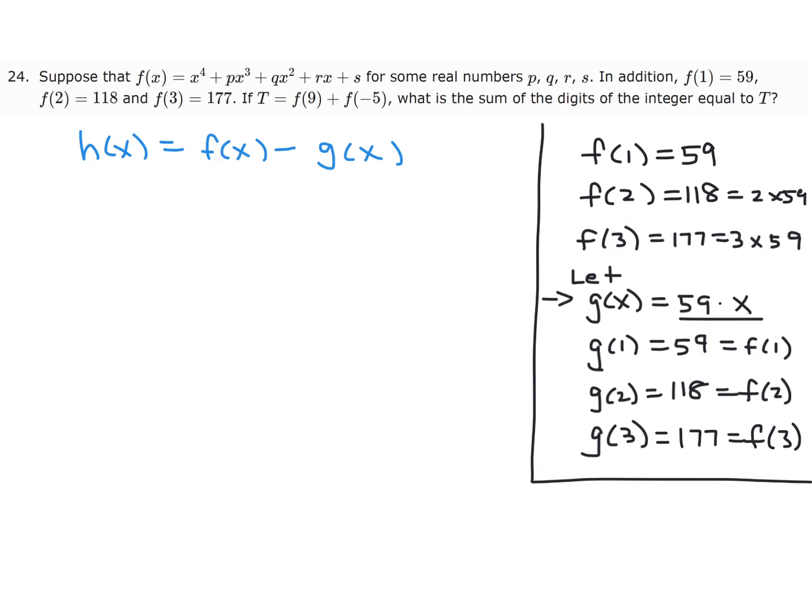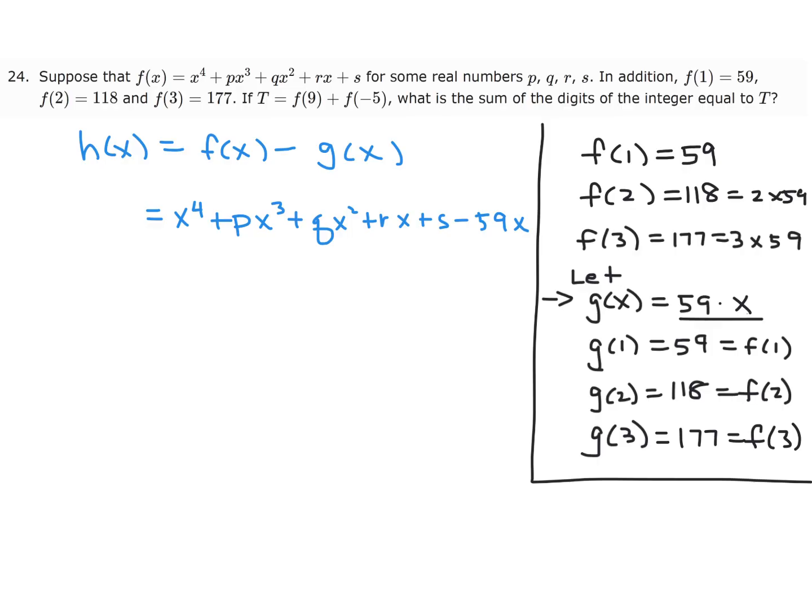Now let's see what we get. So if we have, what would this be actually? It would be x to the power of 4 plus px to the power of 3 plus qx squared plus rx plus s minus g at x, and g at x is 59x, right? Okay. Does that help in any way?